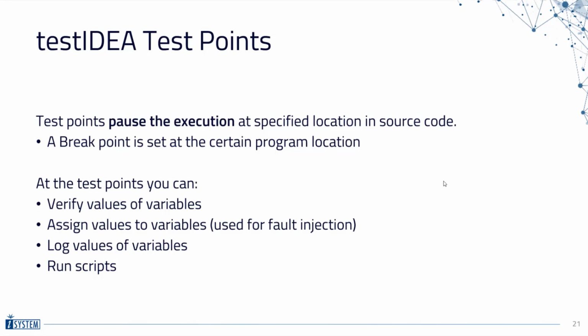Now I will present test points. The test points are basically breakpoints that are set inside the program location. So the testIDEA stops the execution. At that point we can verify the local and global variables. We can assign values to local and global variables. This is used for the fault injection. We can log the variable values. We can run scripts.